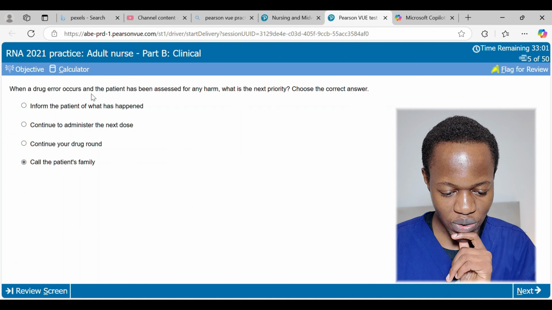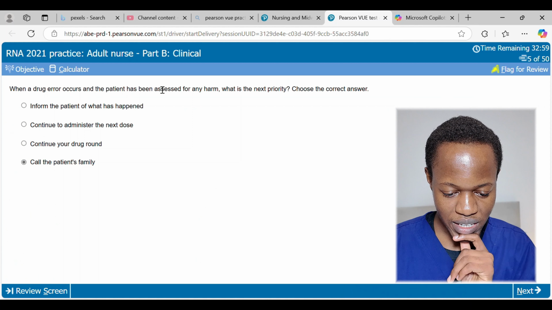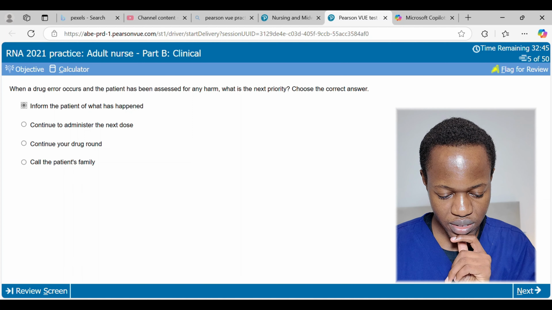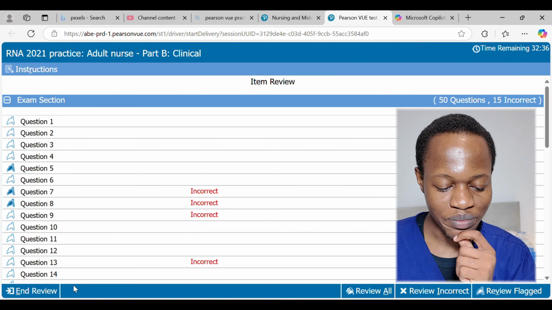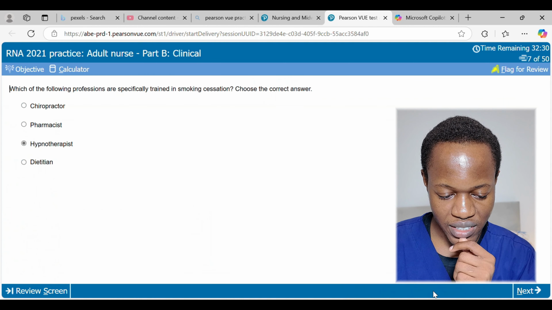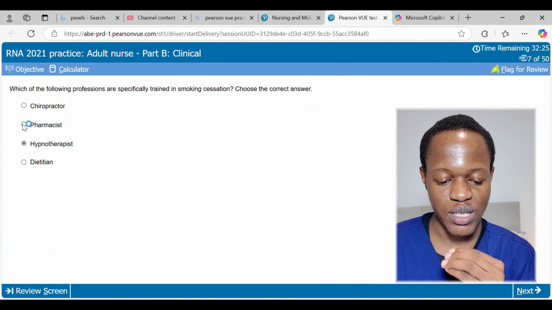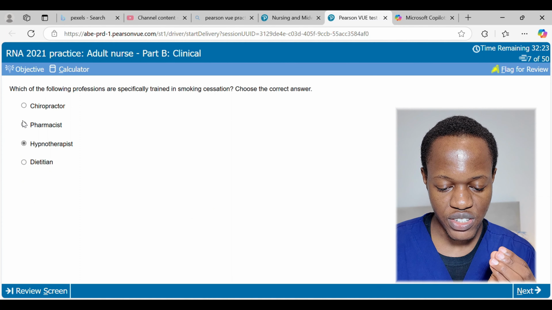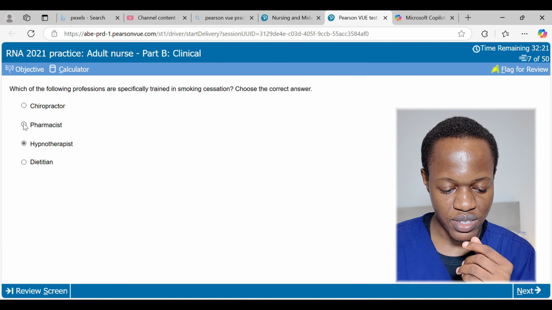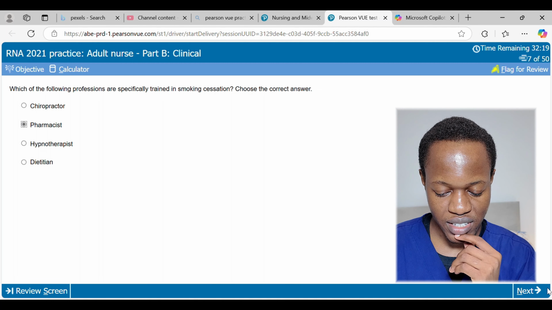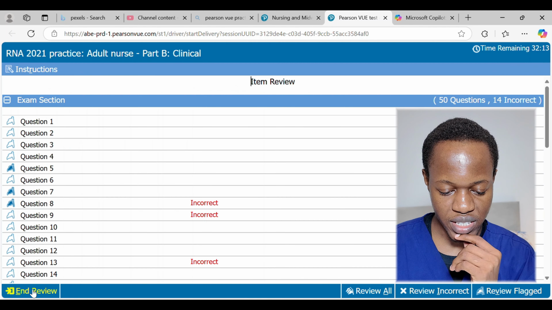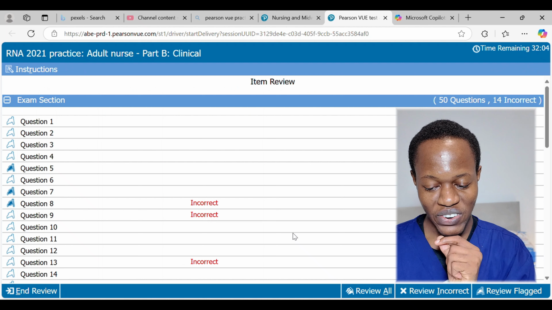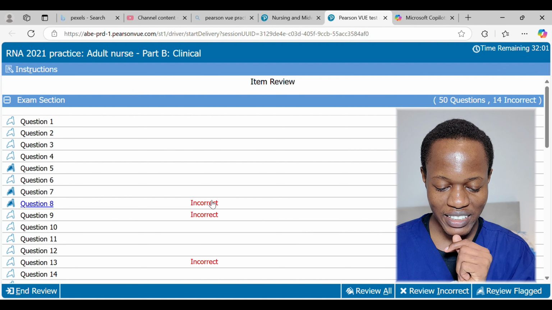When a drug error occurs and the patient has been assessed for any harm, what is the next priority? Choose the correct answer. Okay, it should be to inform the patient of what has happened. Oh, so I got that one now. So number 7 says, which of the following professionals are specifically trained in smoking cessation? So I'm just going to choose a pharmacist now and see. Let's go back to review screen. Okay, so that one is correct as well. So let's check number 8 now.